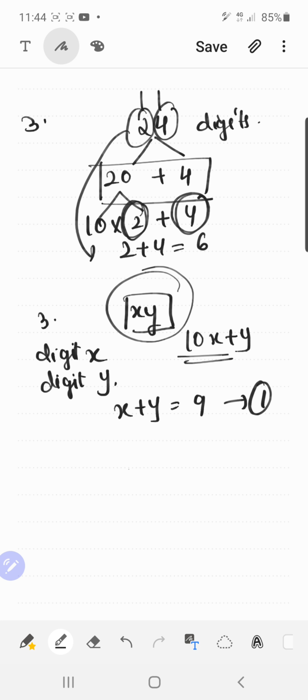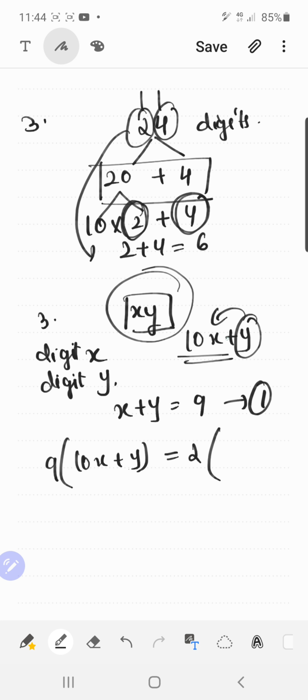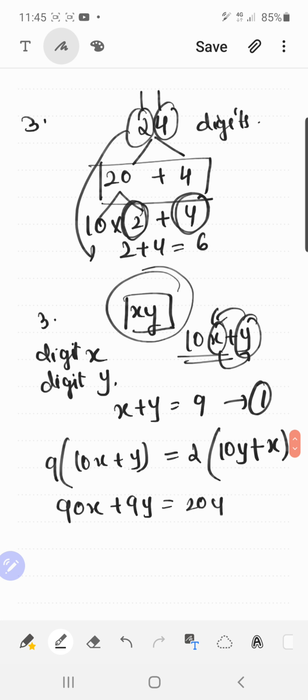Got my point clear? And it is said 9 times this number. So 9 times (10x plus y) is equal to twice the number obtained by reversing the digits. The digit which is on the units place will go to the tens place, and the digit which is on the tens place will come to the units place, and that will be 10y plus x. Clear? Now you have to open the brackets. So that will be 90x, 9y, 20y, 2x. Take y together, x together.